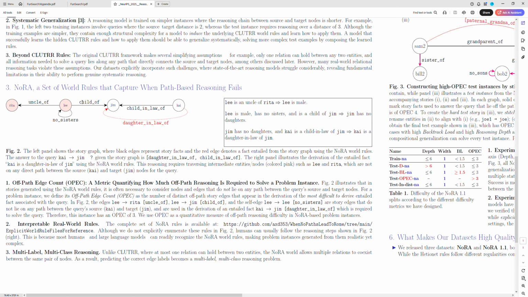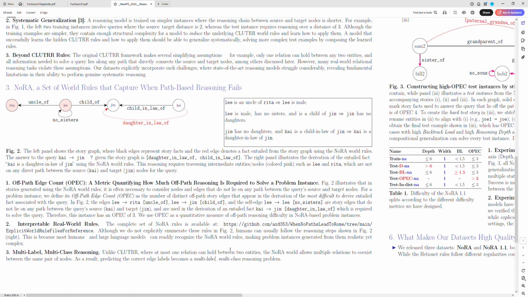One final thing about Nora I will comment on is that the world rules that you use to find these hidden facts from the story facts are sort of intuitive and familiar to people. So this one, which says that Lee is an uncle of Rita and that means Lee is male, is something we're familiar with in our day-to-day experience. Likewise, this one, that Lee is male, Lee has no sisters, and therefore Jim, who's Lee's father, has no daughters. That's also something we would be familiar with. So Nora world rules are sort of grounded in our intuition.